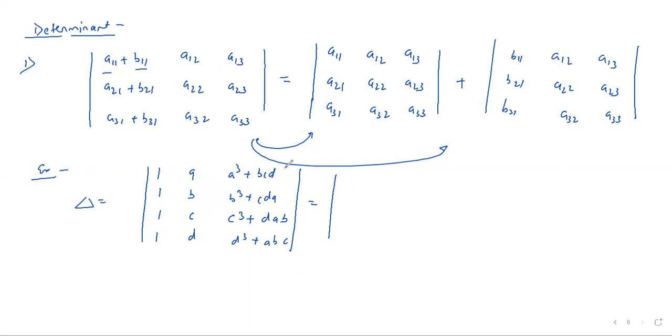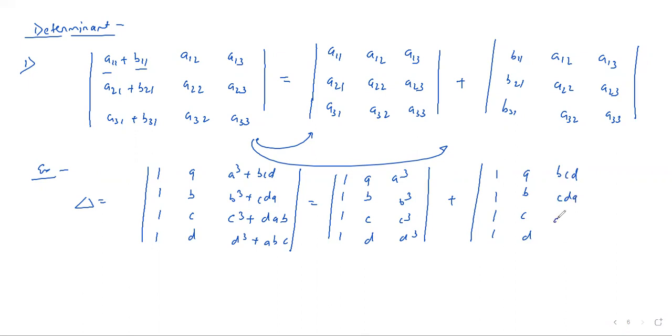Firstly, we will write this determinant as two determinants. That is 1, 1, 1, 1, A, B, C, D, A cube, B cube, C cube, D cube, plus 1, 1, 1, 1, A, B, C, D, and BCD, CDA, DAB, ABC. Now let's consider that this is my delta 1 and this is my delta 2. Now take delta 2 and we will try to solve this first.